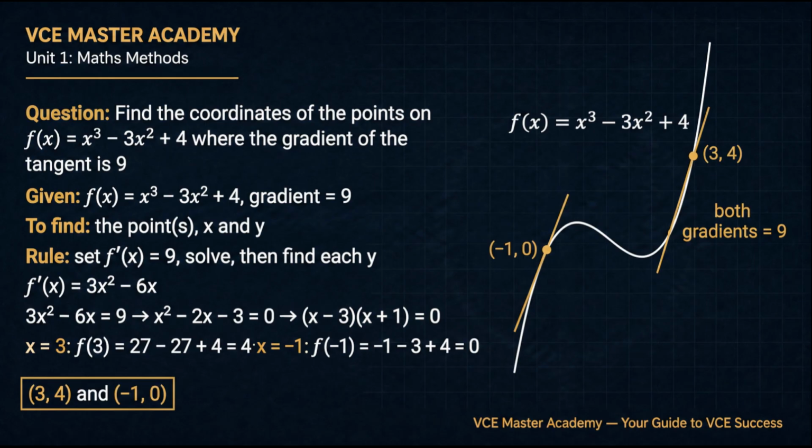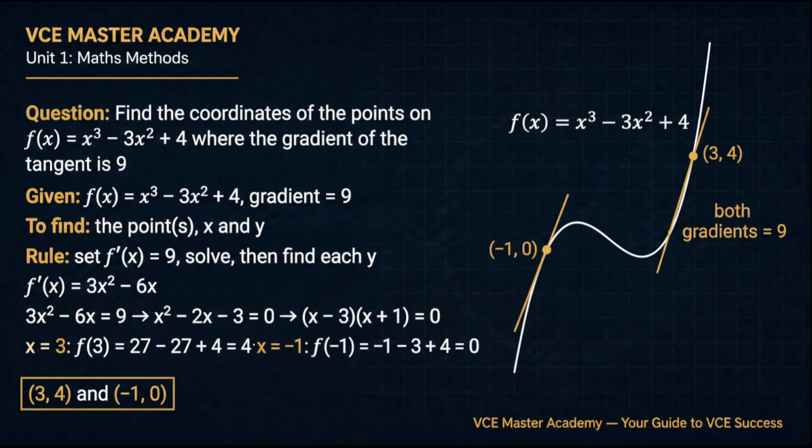And they want coordinates, which means x and y. Half marks live in that little word. The plan. Build the derivative, set it equal to 9, solve for x, then find the matching y values. Differentiate. X cubed gives 3x squared. Minus 3x squared gives minus 6x. Plus 4 vanishes. Set it equal to 9. Move the 9 over and divide everything by 3, and we get x squared minus 2x minus 3 equals 0. That factorizes beautifully into x minus 3 times x plus 1. So x is 3, or x is negative 1. 2 places on the curve share this exact steepness.